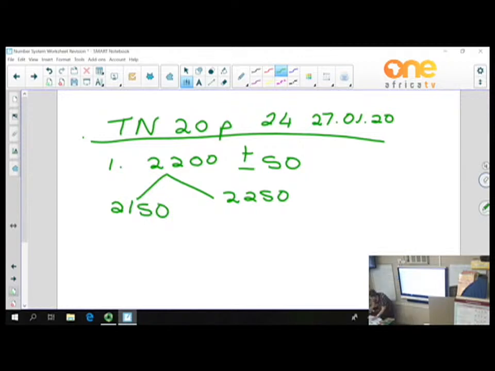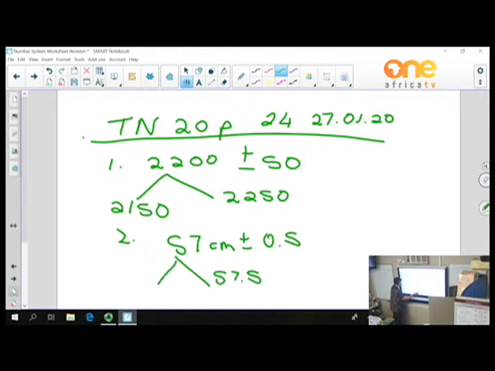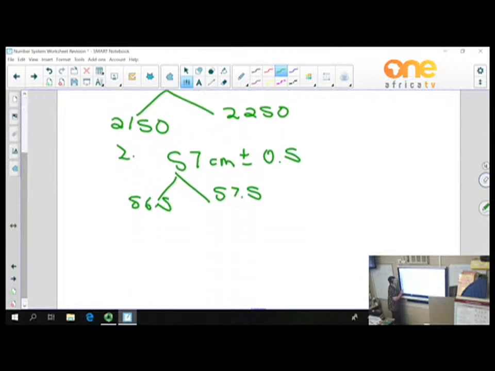Okay, question 2. These are questions that we get in grade 12, so pay attention. The length of a rope is 57 centimeters to the nearest centimeter. What will be the maximum error now? 0.5. Yes, plus or minus 0.5. So my upper and my lower bound is then 57.5 and 56.5.